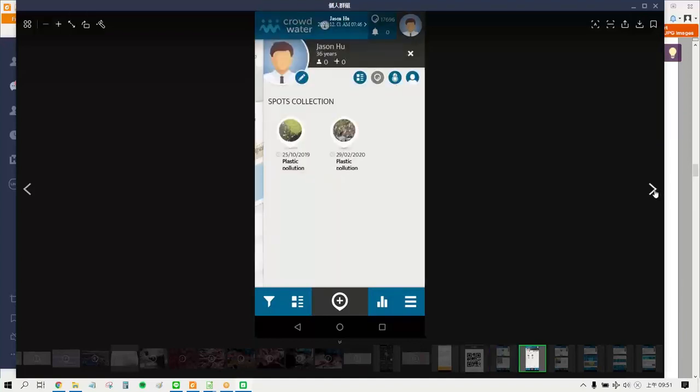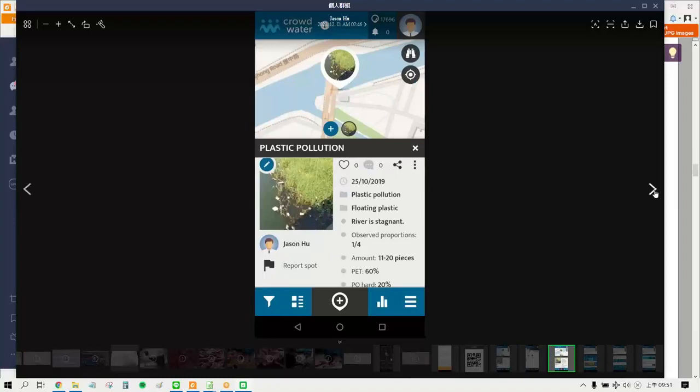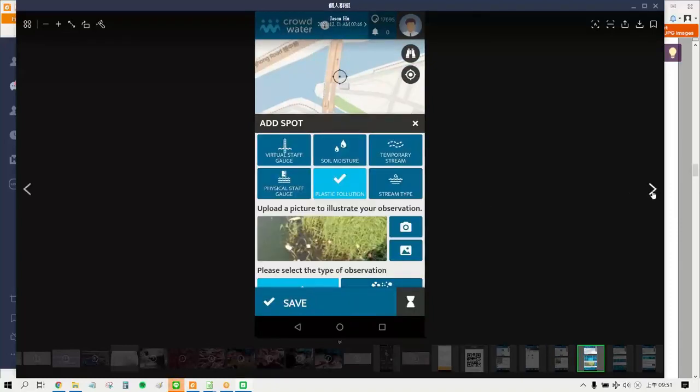So for me, I already contributed two data, and another one is riverbank. I took this photo 1 year ago, but I can still upload it, and I choose the location, and the data is very similar to the floating, very similar to the riverbank. This is a floating data, so it's floating plastic. Okay, so it's kind of like how I upload the data.